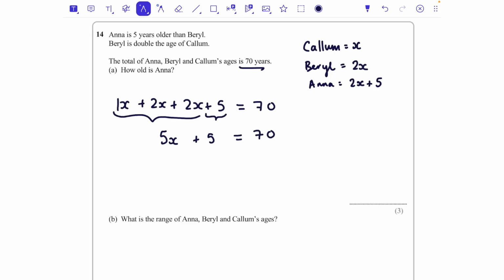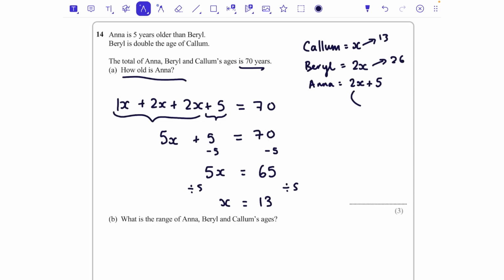And then we're going to solve this equation. So let's take 5 away from both sides. 5x is 65. And then divide that by 5. If 5 lots of x is 65, then 1 lot of x is 13. So x is 13, but they've not asked me what x is. That would be Callum's age. x is 13 here. Beryl would be double that, so 26. Anna is double it and add 5. So she is 31 years old, and 31 would be my answer there.